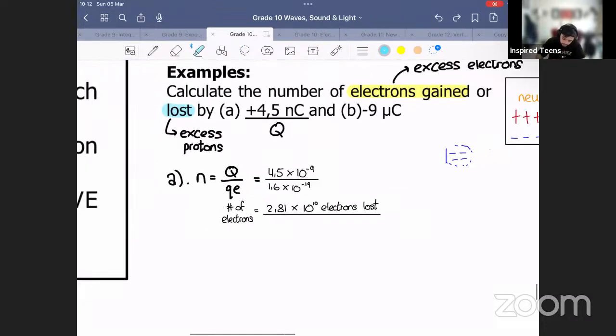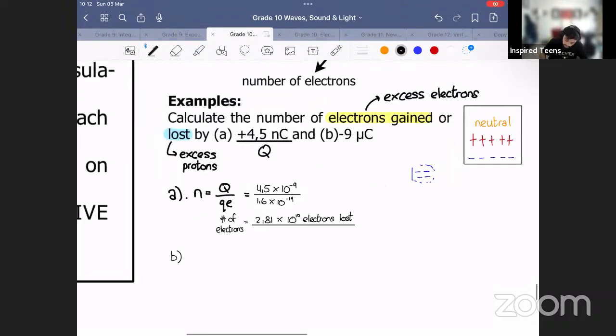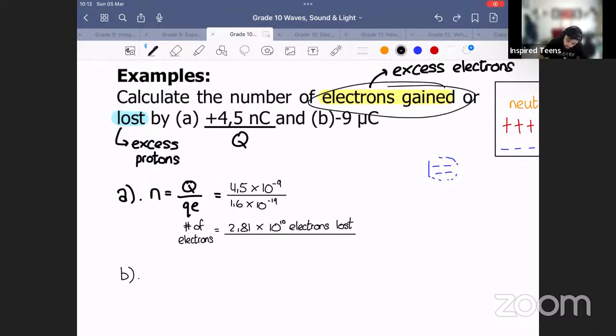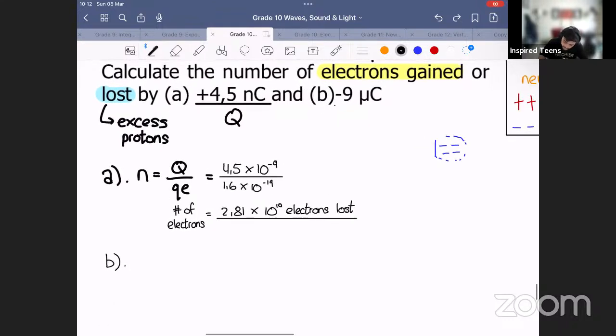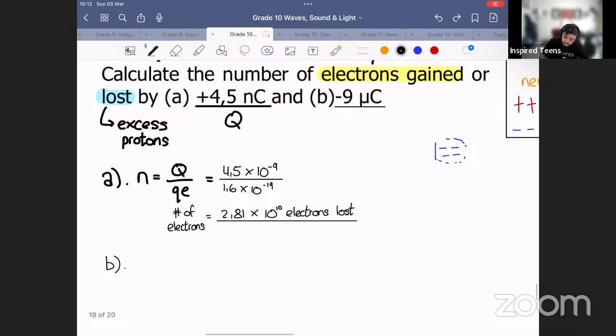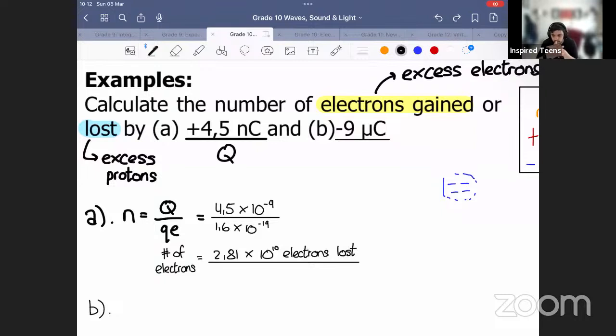So let's look at B. In B's example, they want us to calculate the excess amount of electrons or protons, or alternatively, did it lose electrons or gain electrons? Actually, sorry, they wanted us to calculate the number of electrons gained or lost. Here in A we calculated number lost. So now we need to calculate the number of electrons gained or lost for B. Tell me, the charge at B is negative. Does that mean that it gained or lost electrons?